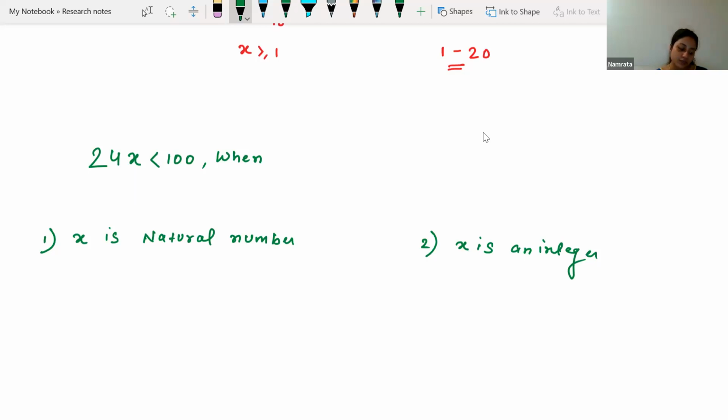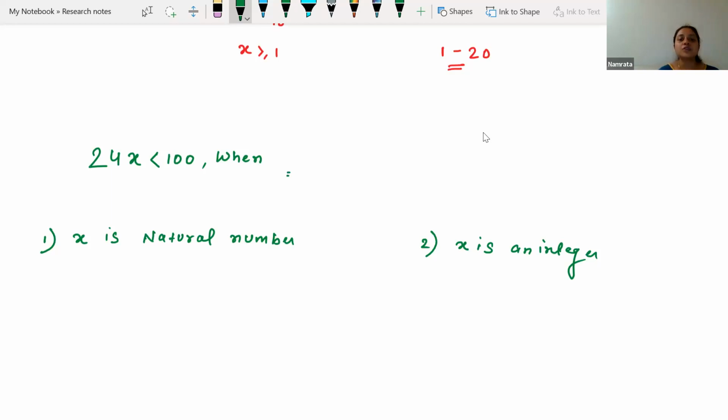So it says 24x is smaller than 100. When x is a natural number, what will be the results? And when x is an integer, what will be the results? That's what we have to find here. First, we will be finding the range of x, or we will be solving the given inequality.